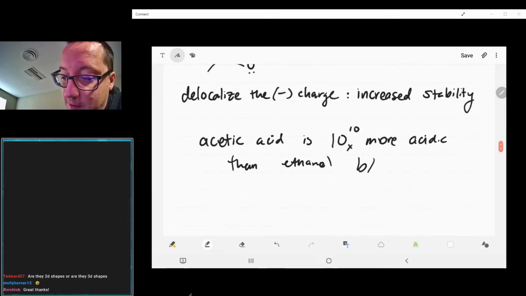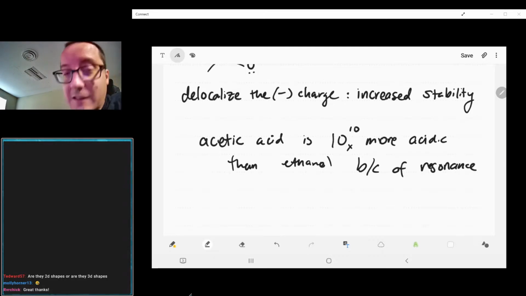Simply because of resonance. So you can see here that's a very important consideration. Just stabilizing your conjugate base a little bit, you can make your compound, what is that going to be, 10 million times more acidic? No, 10 billion. 10 billion times more acidic.